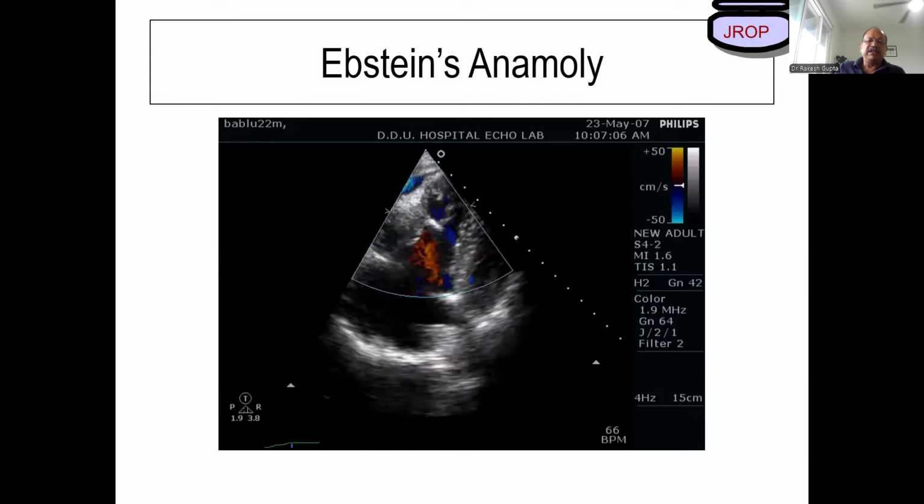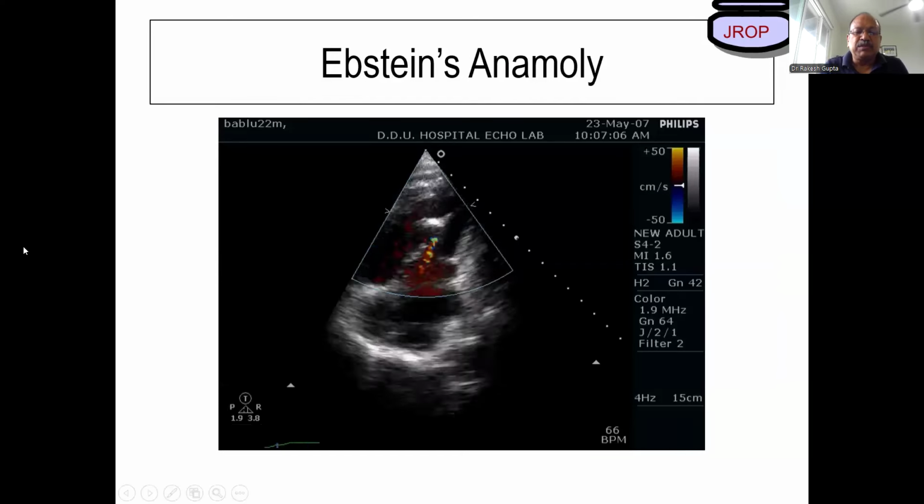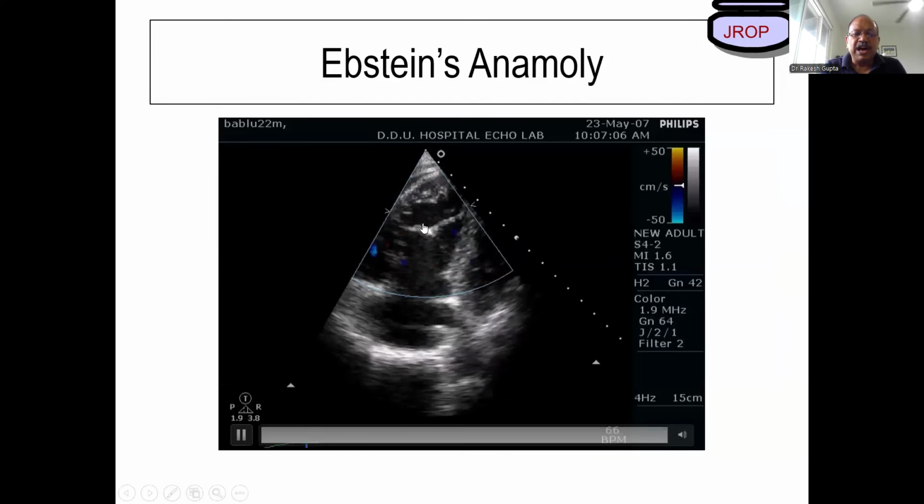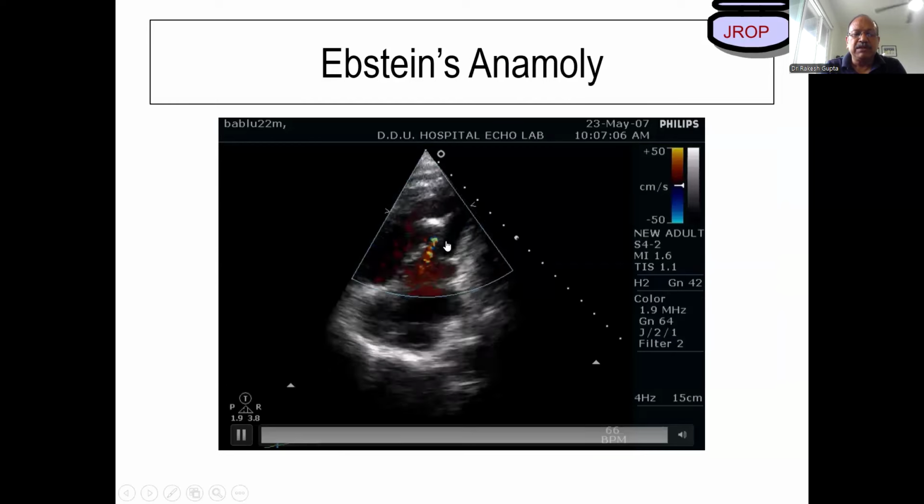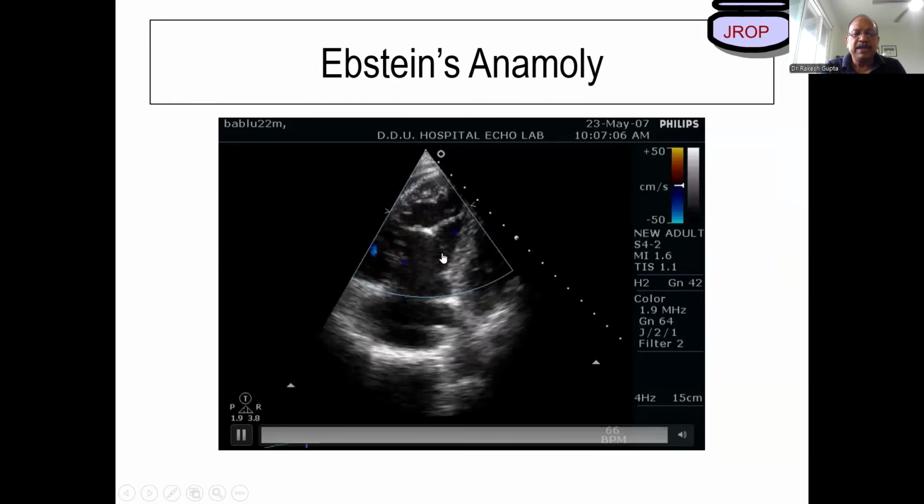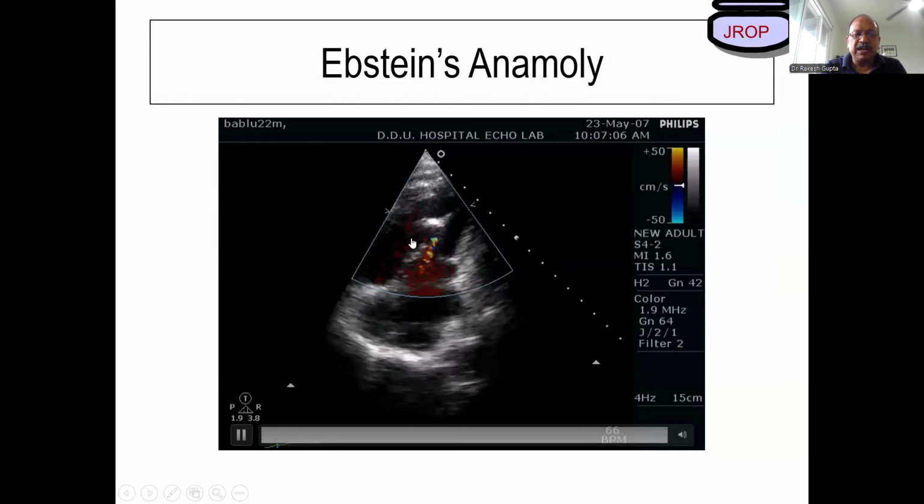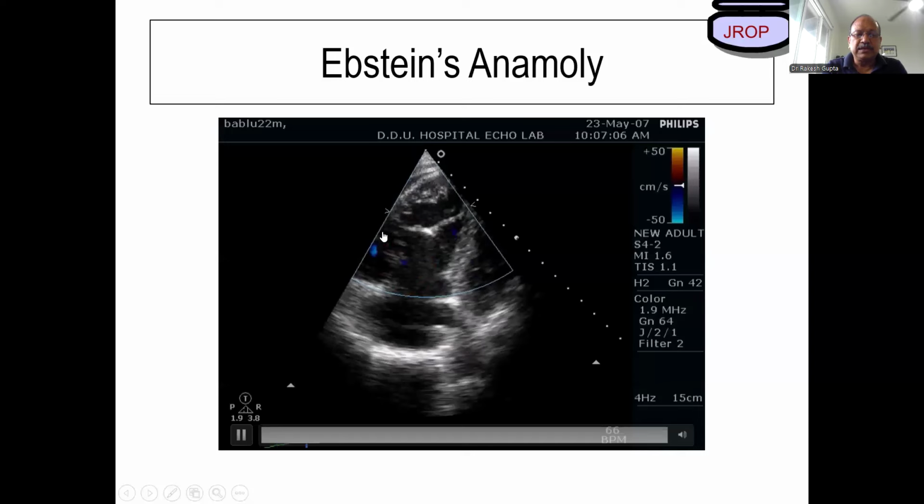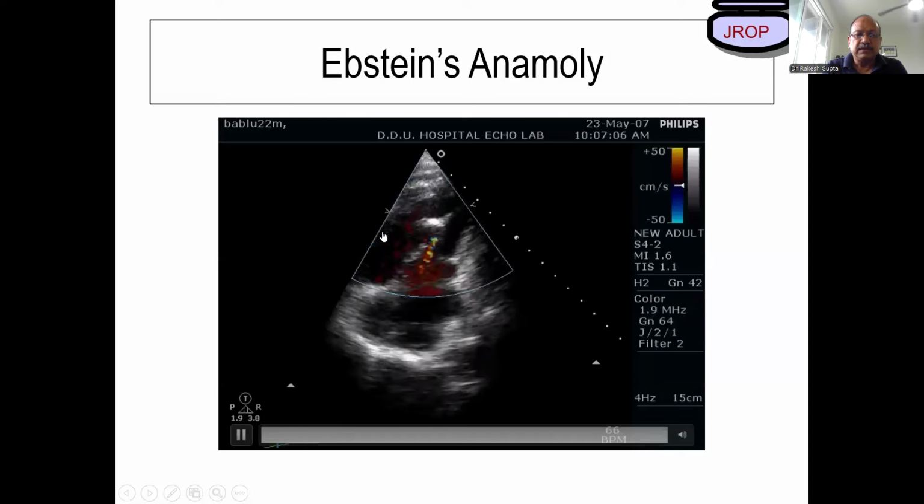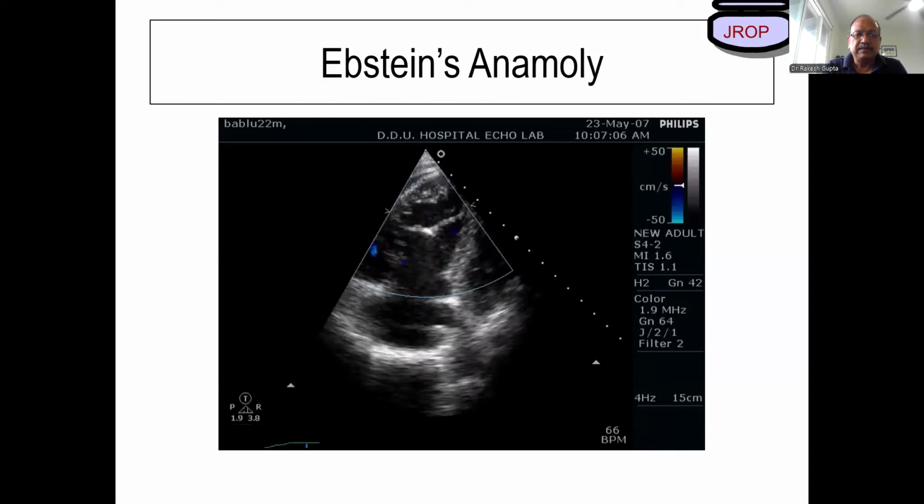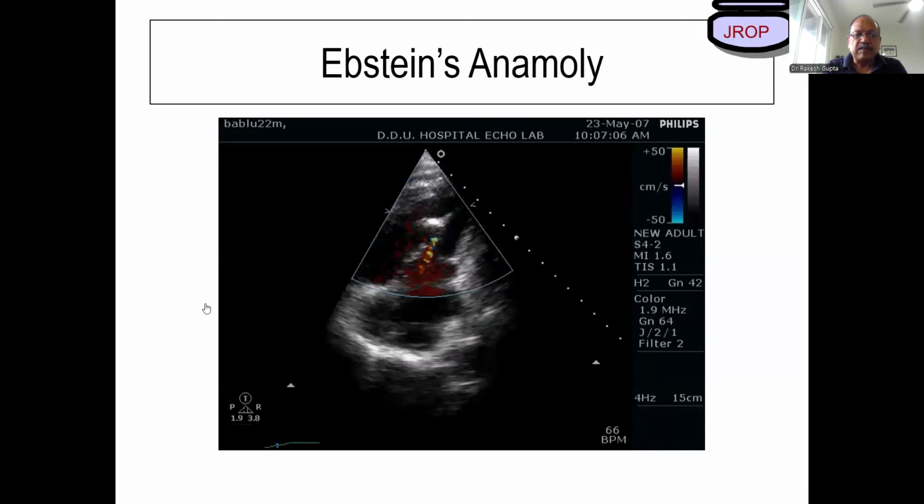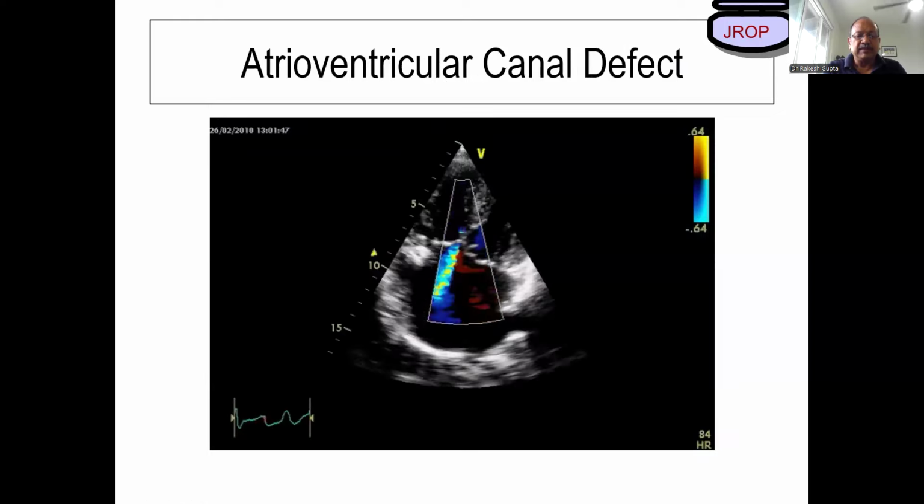Ebstein anomaly, where the tricuspid valve leaflet displacement happens towards the RV apex, more than 7 millimeter per meter body surface area. And look at this plastered septal leaflet. And what is this leaflet? Anterior or posterior? Anterior, sir. Anterior. A few minutes back, I just saw this anterior leaflet.